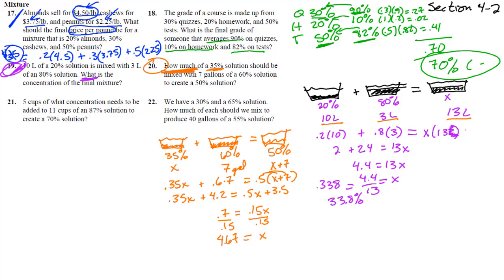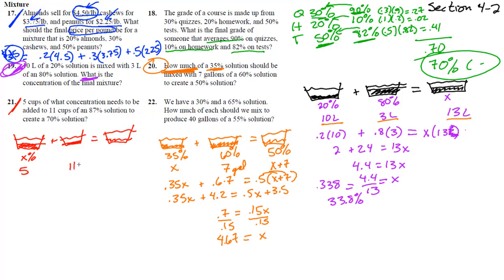Number 21 says 5 cups of what concentration? Let's draw our buckets. Good, equals the final bucket, and draw our little powder in here, draw our little powder in here. Oh, that's good. That just makes me feel better about what I'm doing. So we have 5 cups here of what concentration? We don't know what the percentage is here of how diluted it is.